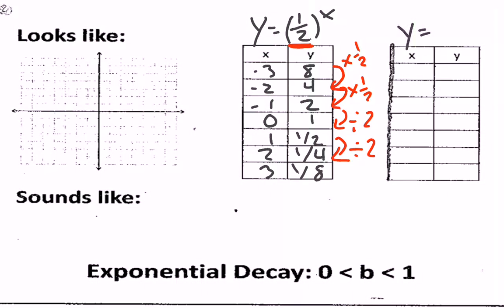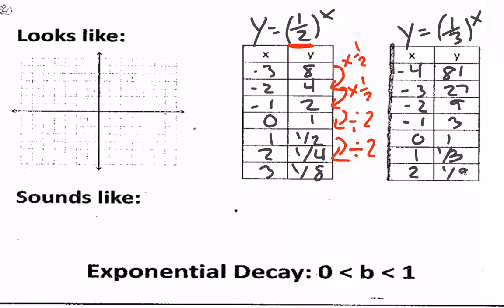Let's look at another table. Y equals 1/3 to the x. This time I'm going to start at -4. That's going to give me 81. -3 is 27. -2 is 9. -1 is 3. 0 is 1. 1 is 1/3. And 2 is 1/9. So what's happening to my numbers every time? I'm dividing by 3. Or I'm multiplying by 1/3.